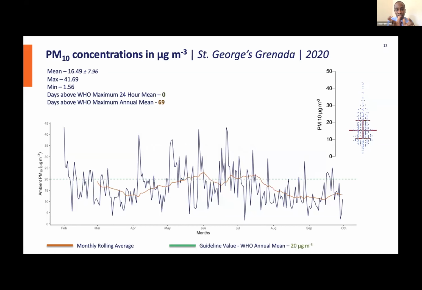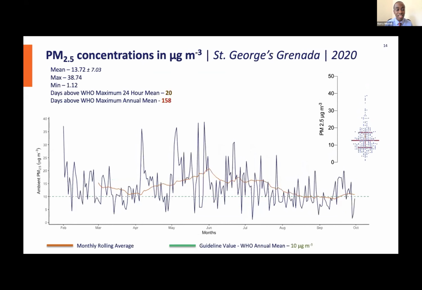And for WHO, this number 20 is the lowest level at which cardiopulmonary and lung cancer mortality has been shown to increase in response to exposure to particulate matter. So if you're under 20, you're in a relatively safe zone. So for PM10, at least the annual average, we are good so far, but there are peaks that exceed that average. So it does suggest that there is something we need to pay attention to. Days above the annual mean will be 69 out of the 243 days that were sampled.